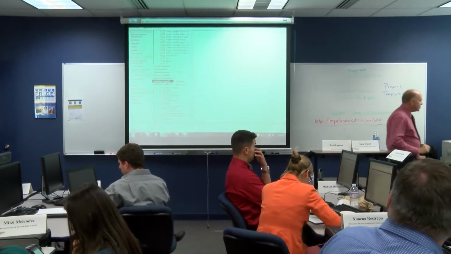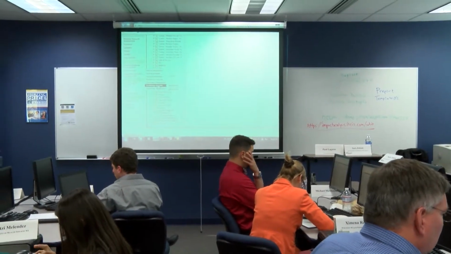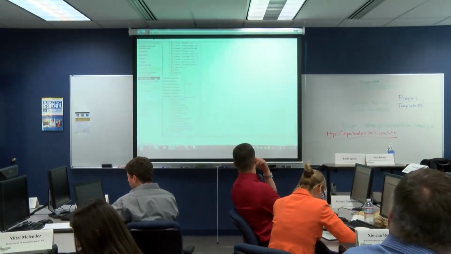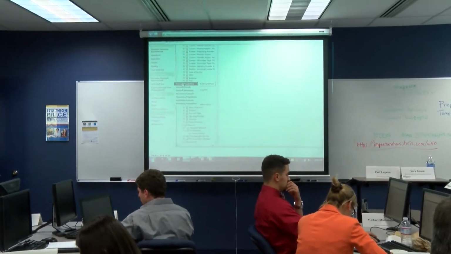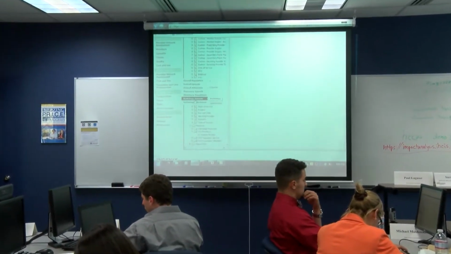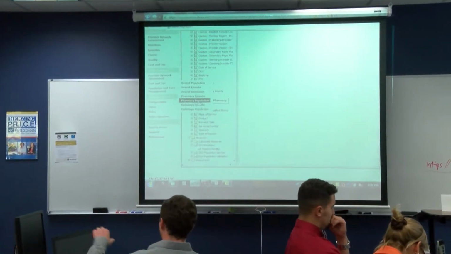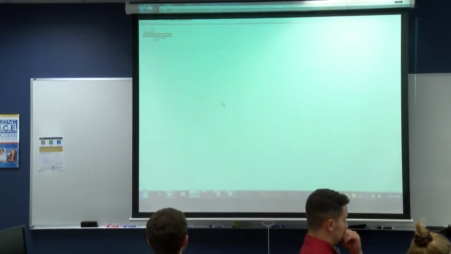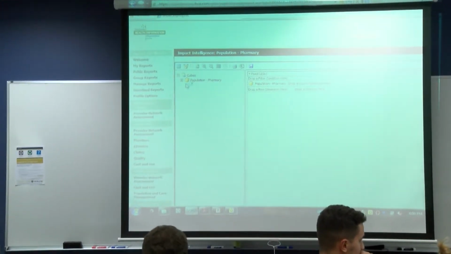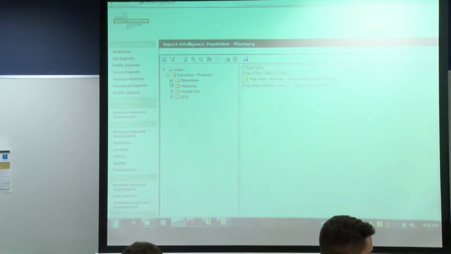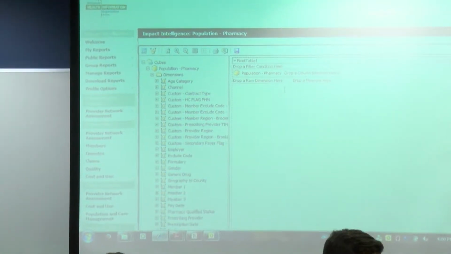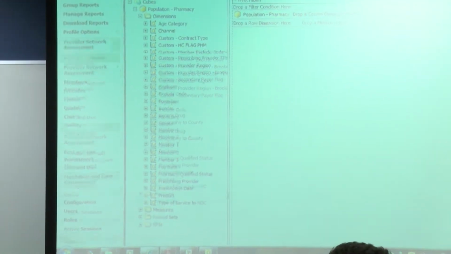We have one last section to go over, and that section is sitting right here. We're in cost and use. We haven't touched some of these top ones here, but we did do radiology already. We're going to go into pharmacy now, and we're going to look at pharmacy population. So I'm going to click on pharmacy population, and once again, the same kind of stuff pops up in terms of dimensions and in terms of measures.